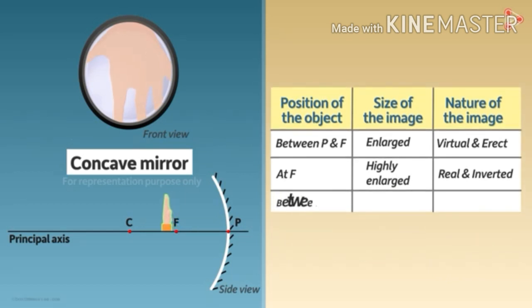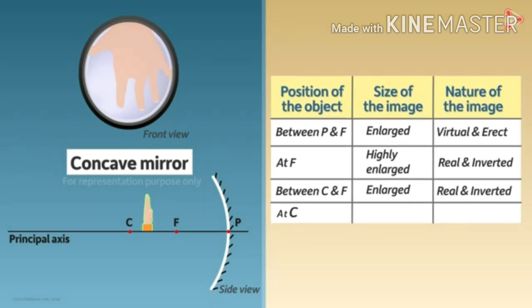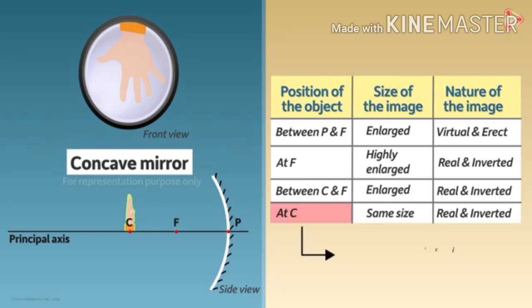Now we are going to keep the object between C and F, that is center of curvature and focus. The size of the image is enlarged and the nature of the image is real and inverted. The image is formed beyond C. Now we will see what will happen when the object is placed at C. The nature of the image is real and inverted, but the size of the image is equal to the object size, and the position of the image is at C.